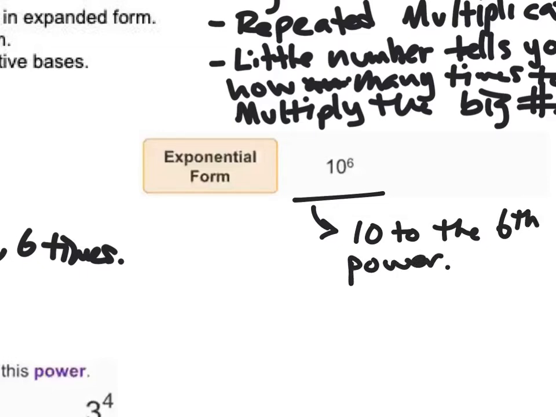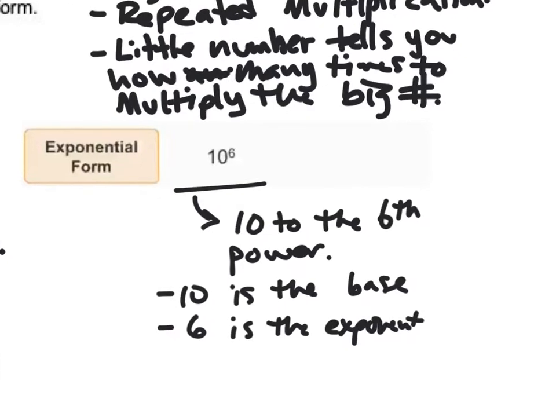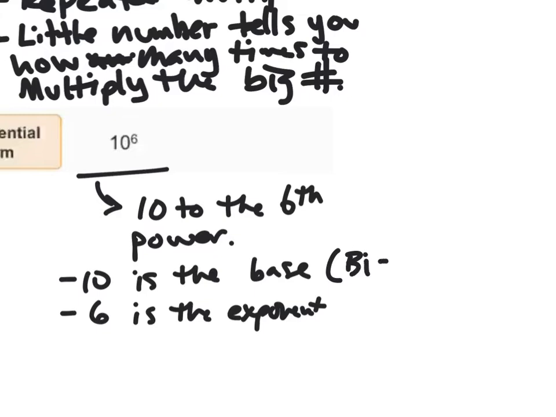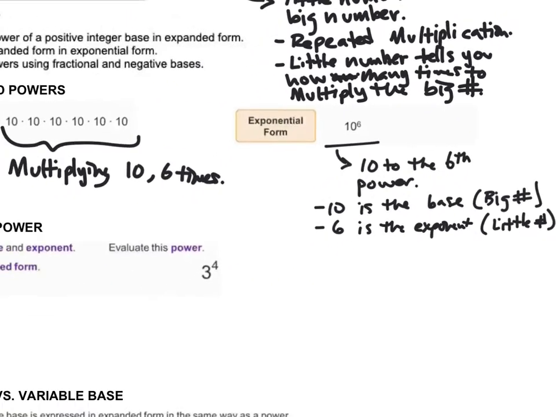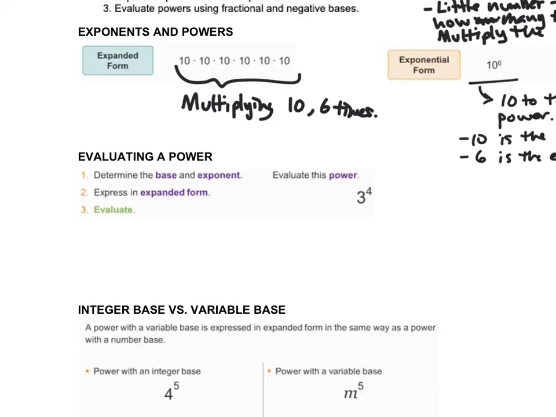And so what I have here is that 10 is the base and 6 is the exponent, okay? And again, the base, we'll call this the big number, okay? And 6 is the little number, all right? The exponent is the little number, all right? And so again, that tells you, 10 to the 6 means you're multiplying 10 6 times, okay, by itself, okay? And so that's what we got, all right? So we can evaluate this, okay?